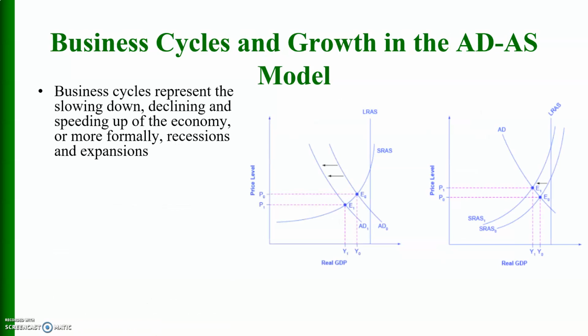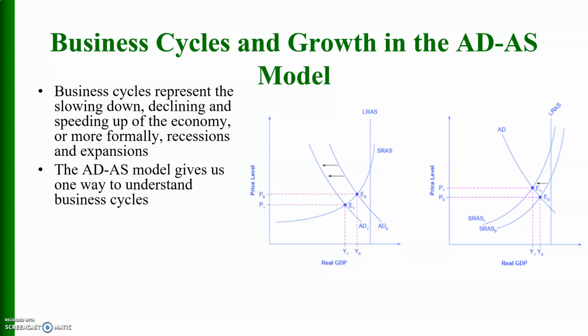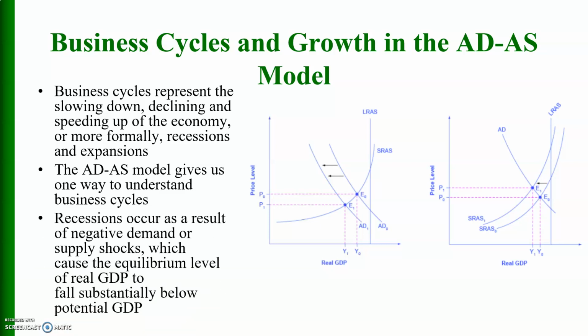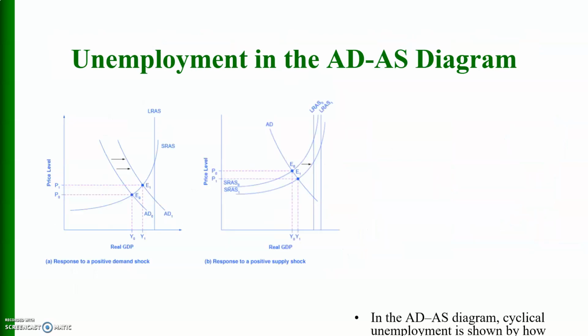Here are the business cycles and growth in the aggregate demand aggregate supply model. Business cycles represent slowing down, declining, or speeding up of the economy, or more formally recessions and expansions. The aggregate demand aggregate supply model gives us one way to understand business cycles. Recessions occur as a result of negative demand or supply shocks, which cause the equilibrium level of real GDP to fall substantially below potential GDP.